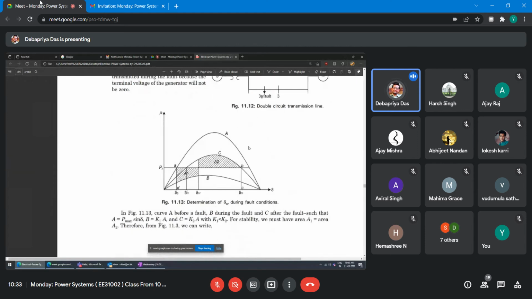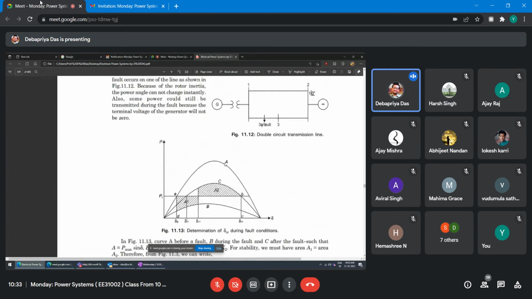So initially three graphs are there. This is under normal, healthy conditions, right? And this is another graph. This is during the fault, and when the fault is cleared, this line will be healthy. So this will be graph C.